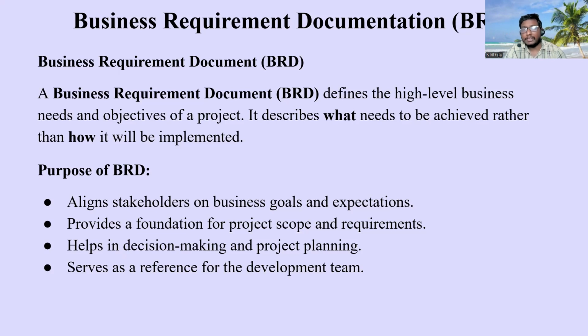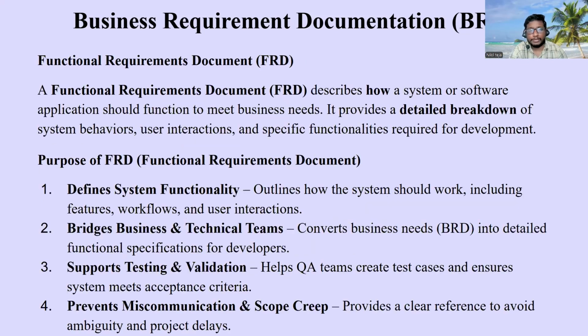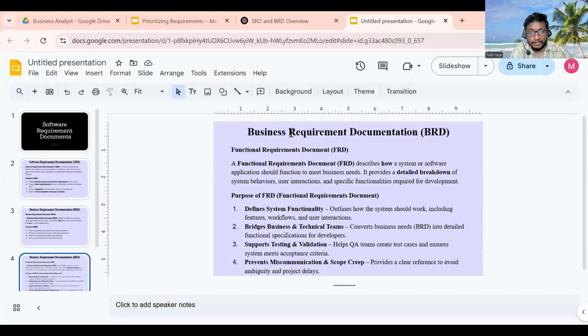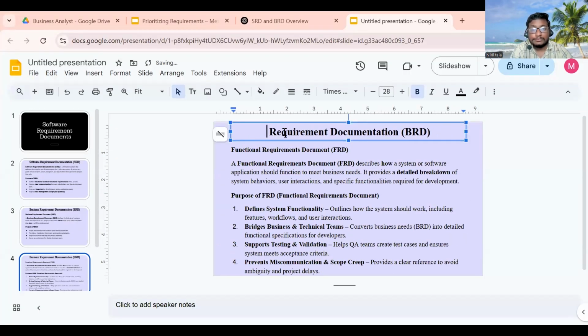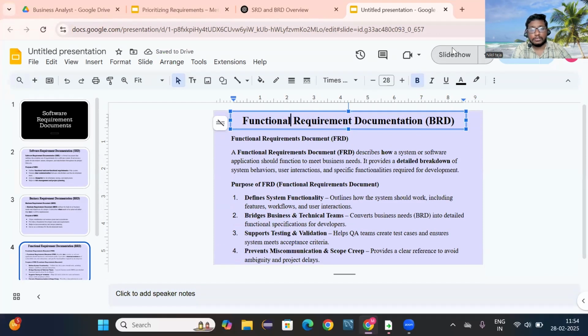That is about the BRD. The BRD gives a high-level objective, but it will not say how we will implement the product. It only says what we will implement, what we are building. We are building a software product. How we are building it, we will learn in the FRD, the functional requirement document. Sorry, guys, this is actually not the BRD. This is the FRD in the next slide.